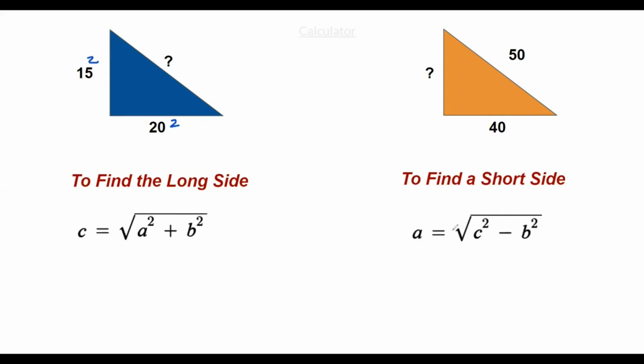For the short side, likewise, we could say that A is equal to the long side squared minus the short side that we know. So in this case, it's going to be 50 squared minus 40 squared. And we're going to take the square root of that.